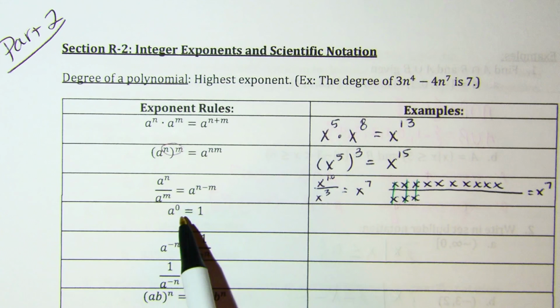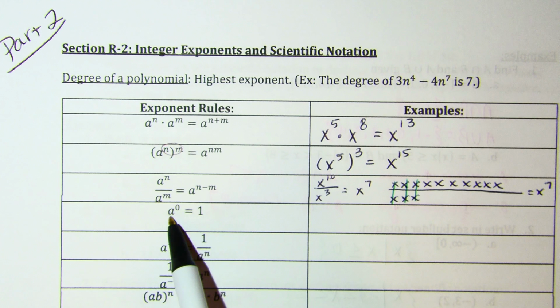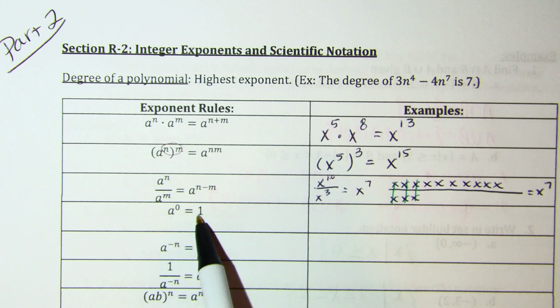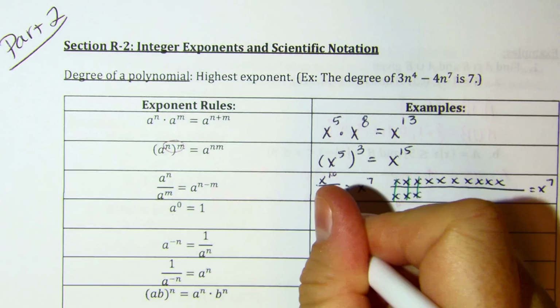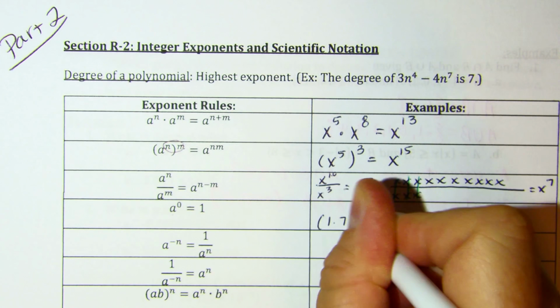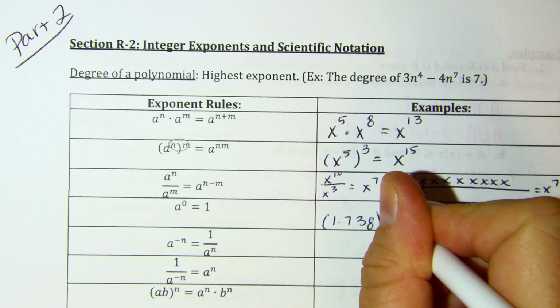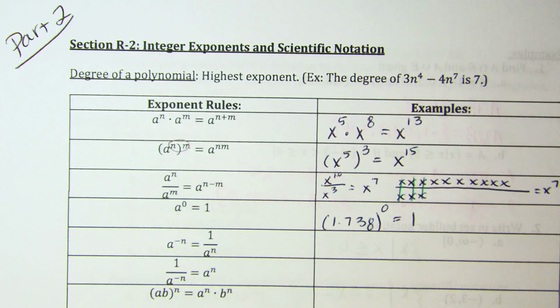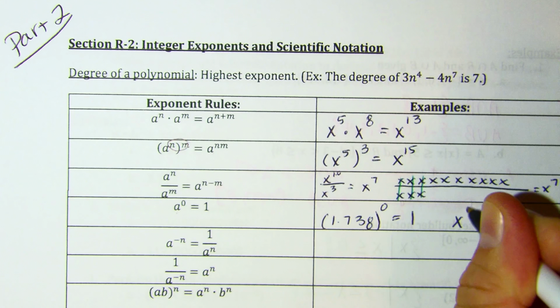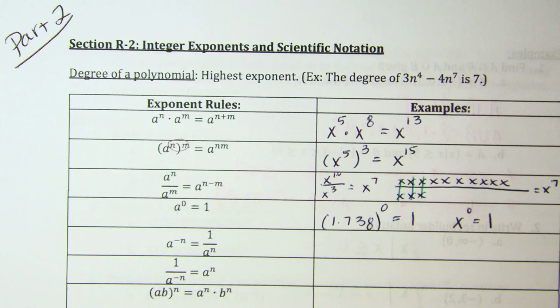Now this is everybody's favorite because it's super easy. Anything, doesn't matter what your base is, it could be 1,000,000, to the 0 power is equal to 1. So I could have 1.738 to the 0 power, that's equal to 1. I could have x to the 0 power, that's equal to 1.